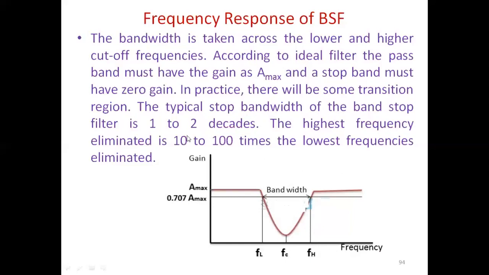Typical stop bandwidth is 1 to 2 decades, and the highest frequency which can be eliminated by this filter is 10 to 100 times the lowest frequency eliminated. So in this video lecture, we have seen two topics. One is active bandpass filter. Second one is active bandstop filter under the category active filter.